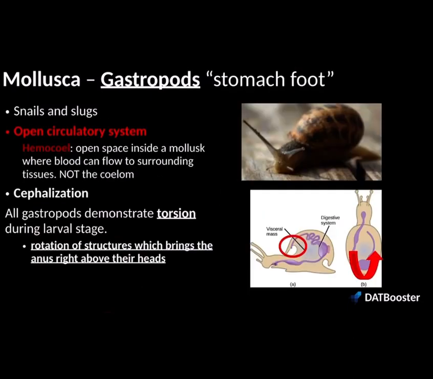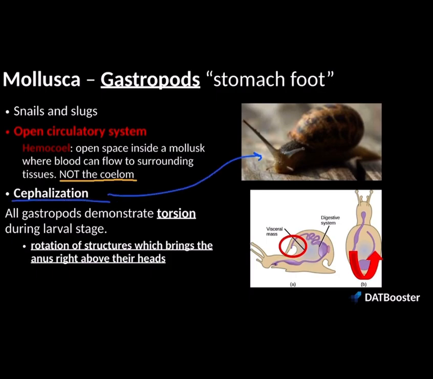The next type of mollusk we're going to look at is a gastropod. Gastro meaning stomach and pod again meaning foot. So these are snails and slugs. They have an open circulatory system unlike cephalopods. Because they have an open circulatory system, they have a hemocoel. Now a hemocoel shouldn't be confused with a coelom. The hemocoel is a space where blood can flow through and then bathe the surrounding tissues to provide nutrients and oxygen for the mollusk. Now, just like cephalopods, they have cephalization.